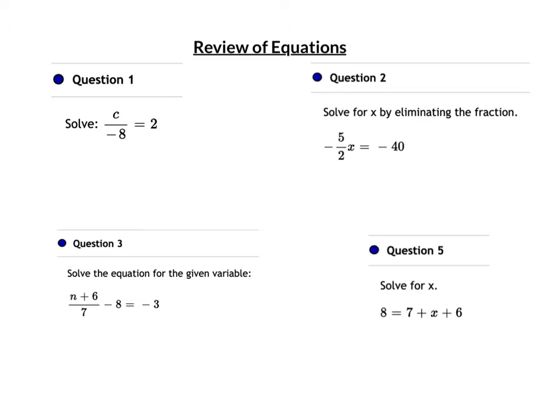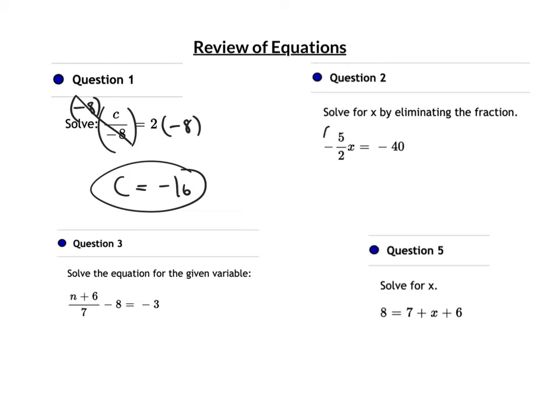There's a variety of questions here. I'm dividing by -8. To get rid of division by -8, I would multiply by -8. So I'm going to multiply each side by -8, like so. And the 8's cancel, and I get C is 2 times -8, which is -16.